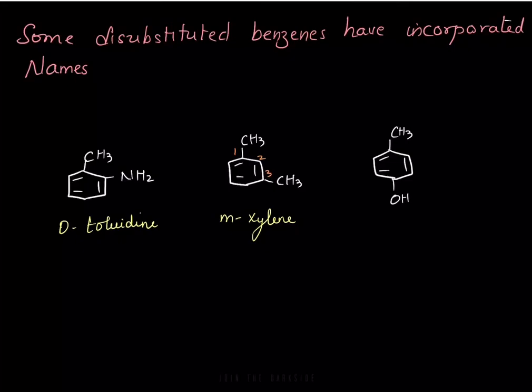Okay, when you have an OH group and a methyl group on the benzene molecule, you're going to call this cresol. And because here in this case it's in the 1 and 4 position, it's actually called para-cresol.